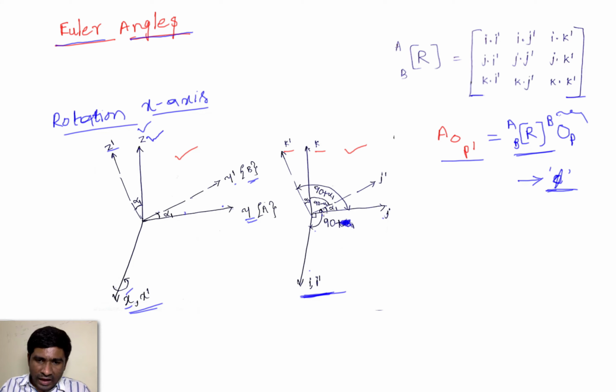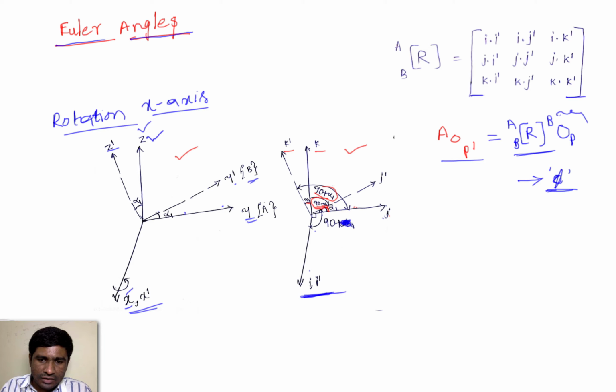And what are the angles between k and j? Here, the angle between j and j dash is alpha 1. And what is the angle between j and k? That is 90. And j and k dash is 90 plus alpha 1. This is the angle here. And then what is the angle between j dash and k? We need to subtract alpha 1 from 90, so this is 90 minus alpha 1.